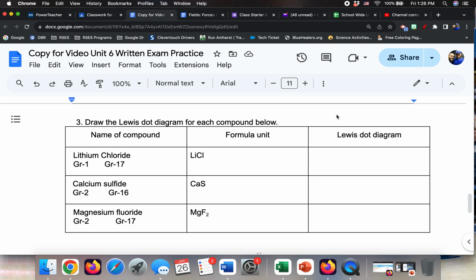Of the written exam practice, if you're having trouble, if you tried it, watch and check that you're right. If not, watch me do one, copy it, and then pause and do the others on your own.